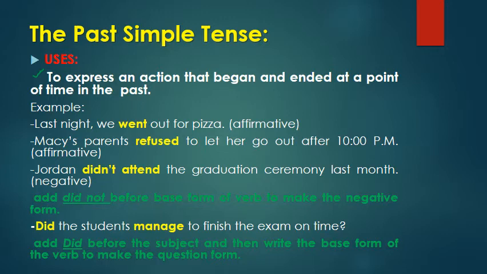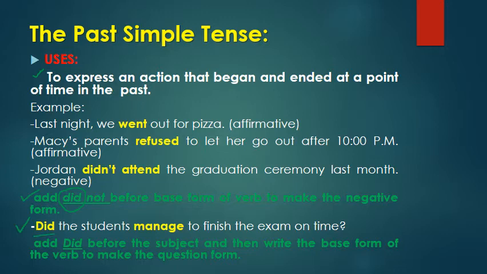Now, a very important note is that when you want to put the past simple in the negative, you have to include did, which is the verb do in the past tense. He ate pizza last night, that's affirmative. In the negative, he did not or didn't eat pizza last night. Also in the interrogative, which means the question form, you have to add the verb did, which is the past tense of verb do, at the beginning of the sentence.